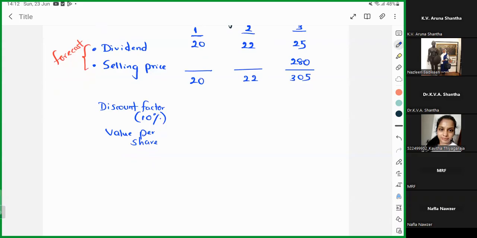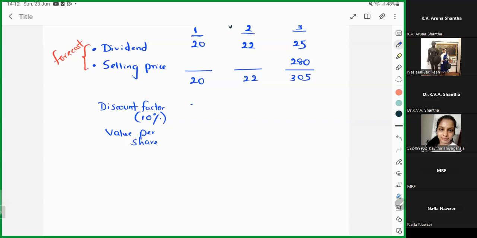Let's say your required rate of return. So remember, every time you discount the cash flows, you have to apply your required rate of return. That is the rate of return you expect, the rate of return you need at minimum from this investment. Let's say that's 10%. So you take the discount factors at 10%.